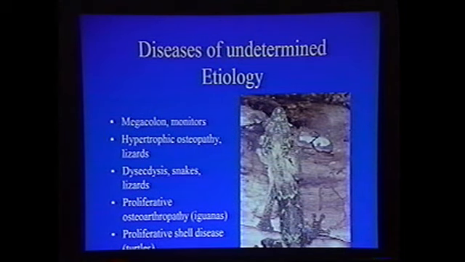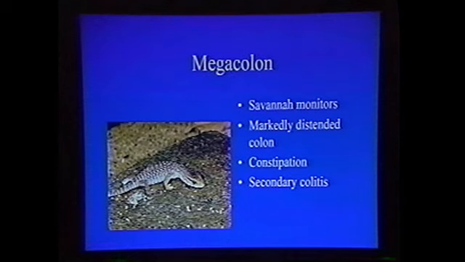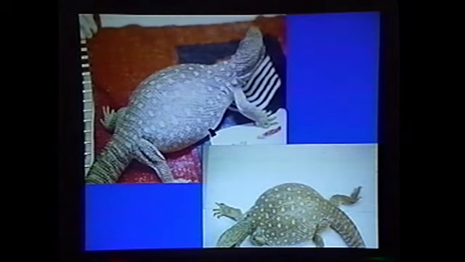There are some diseases of undetermined etiology that we do not know much about, and these include megacolon in monitors, hypertrophic osteopathy in lizards, dysectasis in snakes and lizards, proliferative osteoarthropathy in iguanas, and proliferative shell disease in turtles. Megacolon is typically seen in savanna monitors and associated with a markedly distended colon and constipation. Secondary colitis may occur. These animals present with marked abdominal enlargement.